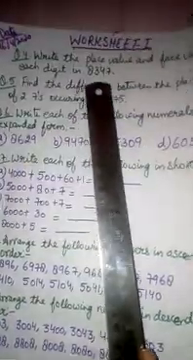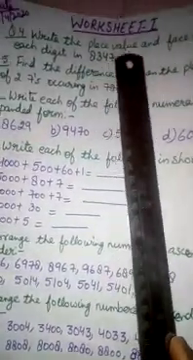Question number 4. Write the place value and face value of each digit in 8347. To solve this question, you can make a table and divide it into 3 columns: digit, place value, and face value. Then below the column digit, you will write all the digits 8, 3, 4, 7. Now here you will write their place value and here face value.